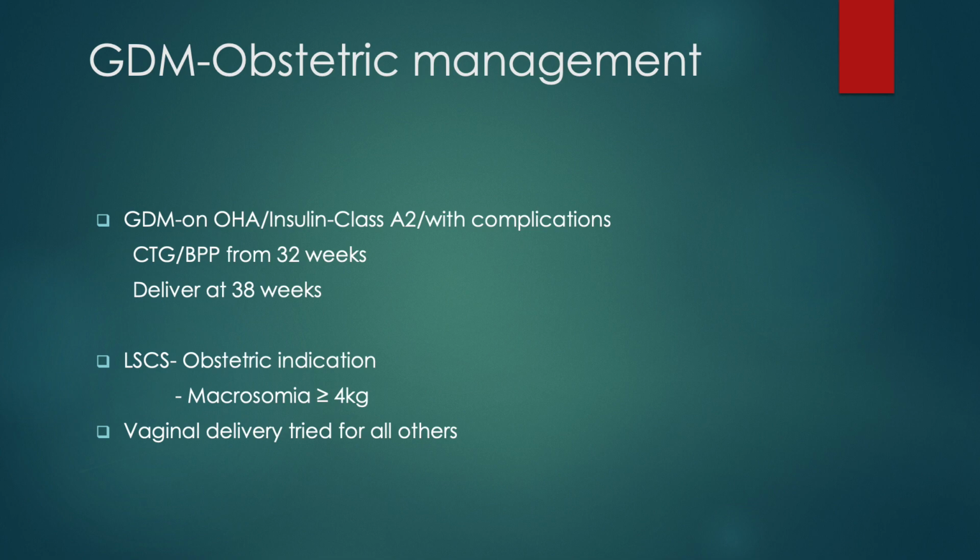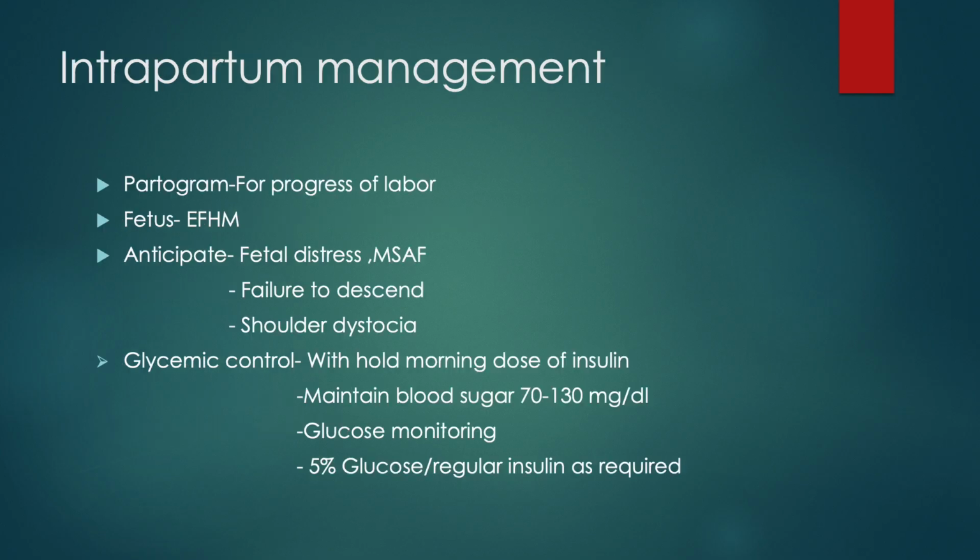Regarding the mode of delivery, in both class A1 and A2, the indication for cesarean is only obstetric indications like abnormal lie, abnormal presentation, contracted pelvis, placenta previa, etc. It is called obstetric indication. In addition to that, diabetes per se is an indication when the fetus is having macrosomia, that is, the estimated fetal weight is more than or equal to 4 kg. In all other cases, we prefer vaginal delivery.